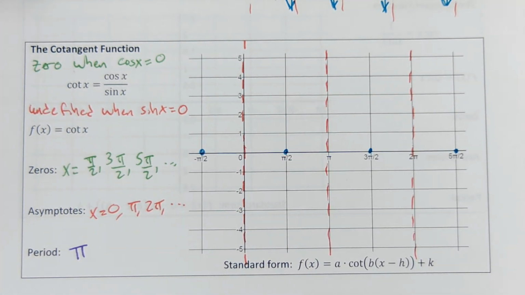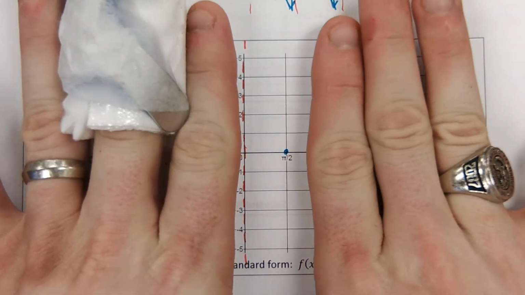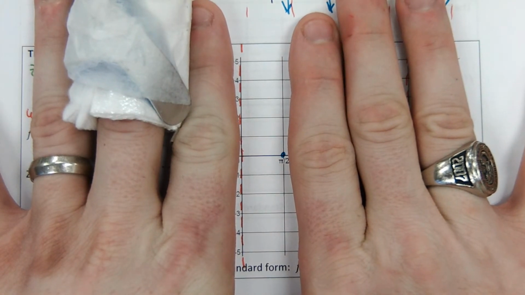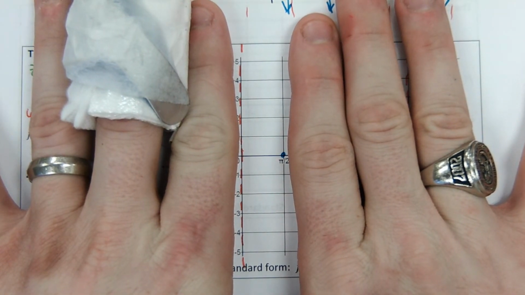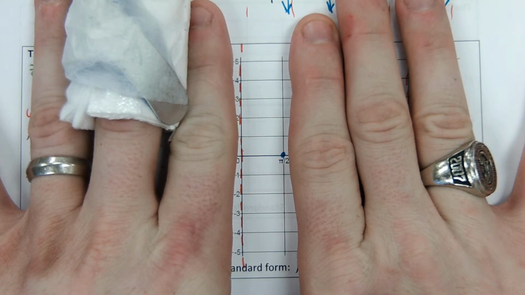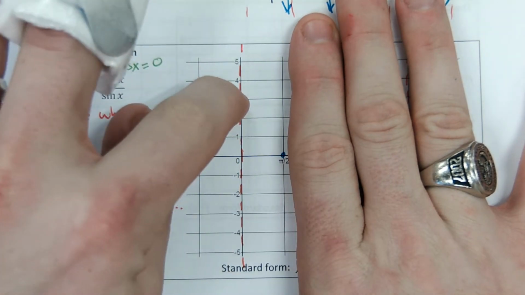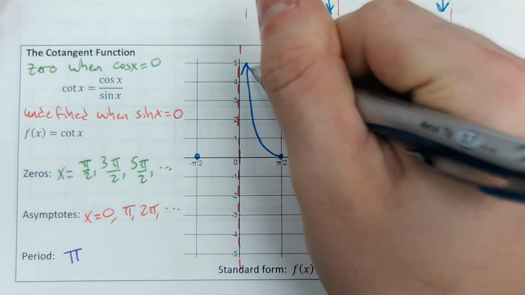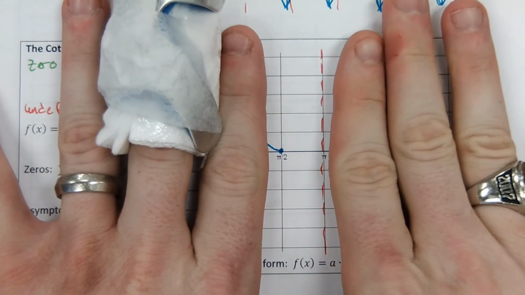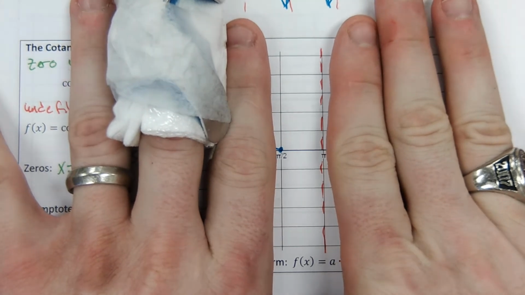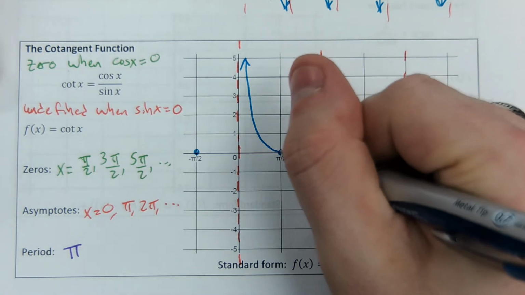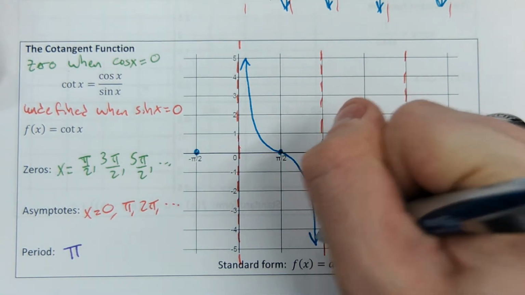Now let's talk about which way this graph points. 0 to pi over 2 is quadrant 1. Tangent's positive in quadrant 1, so is cotangent. The only way you're going to stay above the x-axis and get infinitely close to this and still go to an infinity is if you do this. That's quadrant 2. Tangent's negative in quadrant 2, so is cotangent. And then the graph just repeats itself.